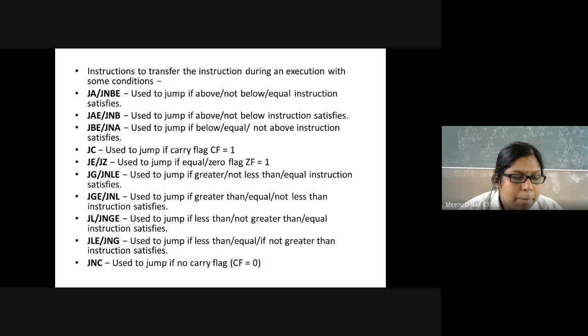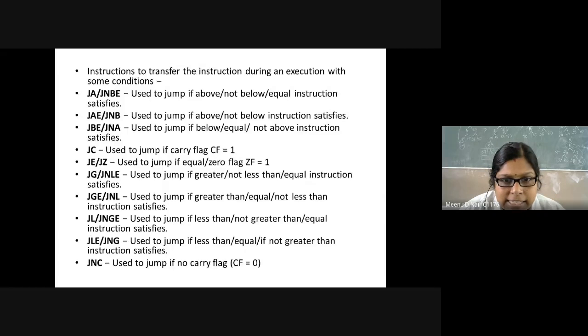JC means jump on carry. So jump if the carry flag is equal to 1. If there is a carry in the accumulator, the same will be reflected in the carry flag. So that is JC, jump on carry.